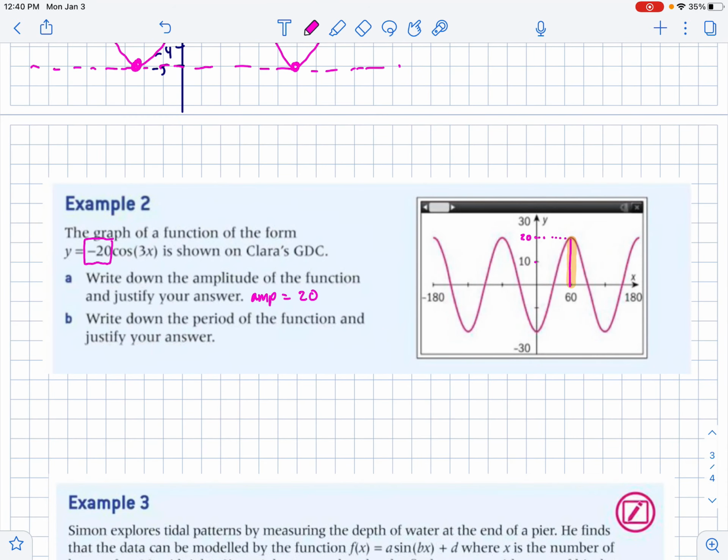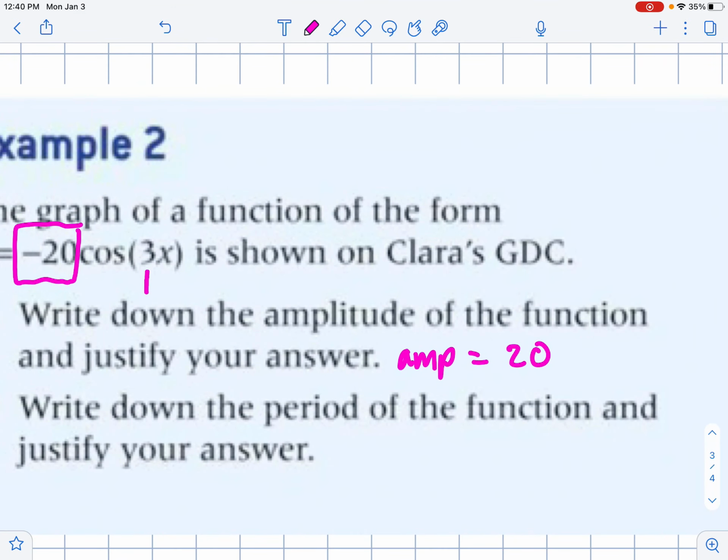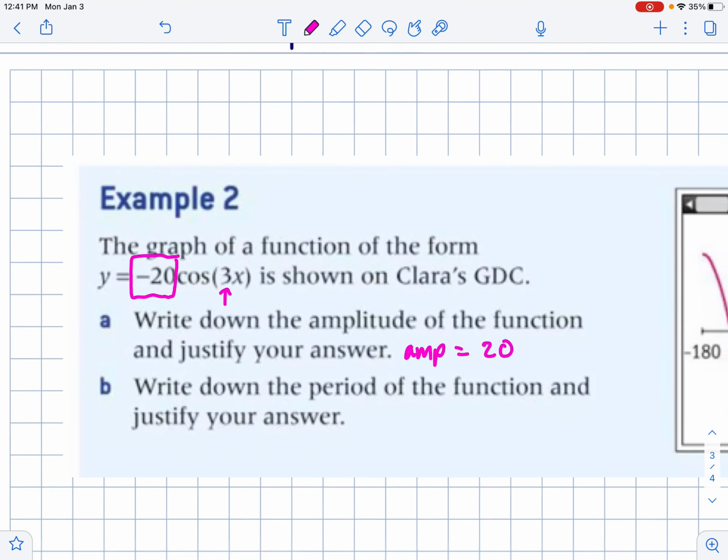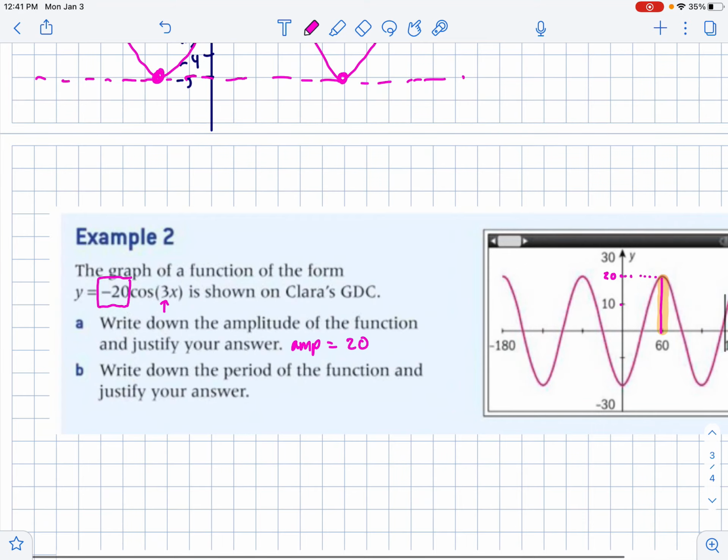Write down the period of the function and justify your answer. I don't know how you want me to justify the answer, but I'll show you how to find the period. The period has to do with this number right here, the 3. Now, the period is not 3. That's the first mistake I'll see.